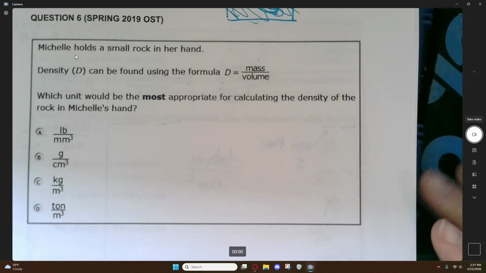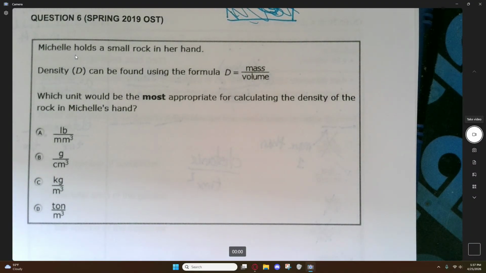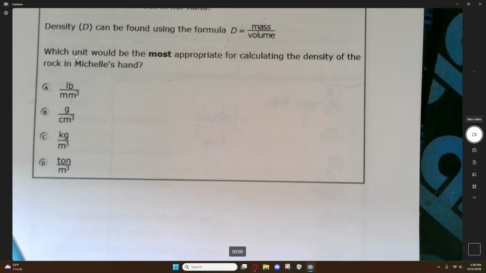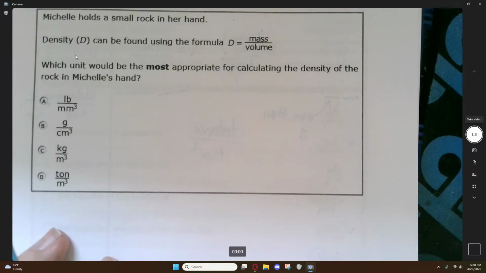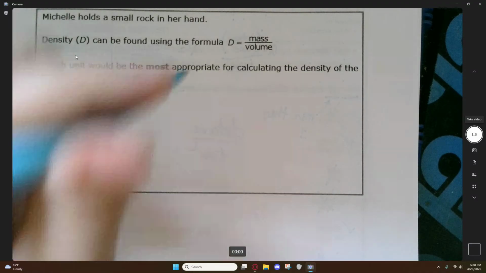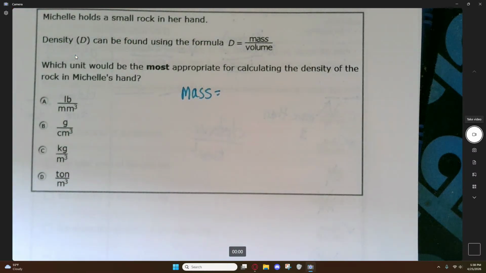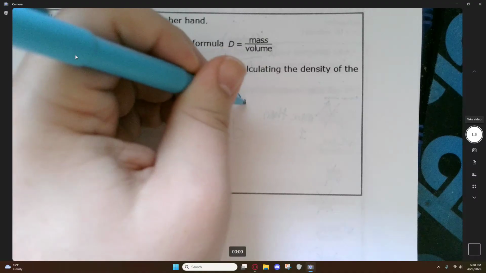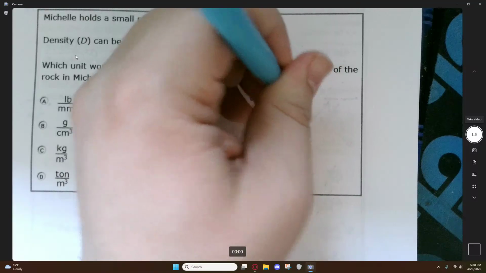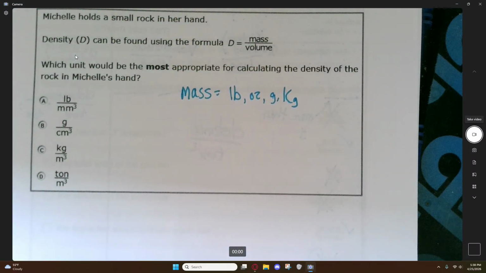Question 6. Michelle holds a small rock in her hand. Density can be found using the formula D equals mass over volume. Which unit would be the most appropriate for calculating the density of the rock? Okay, think about what mass is. Mass is weight, okay? So you're looking for like a pound, an ounce, a gram, kilogram, depending on where you're at, whether you're using the imperial system or the metric system.